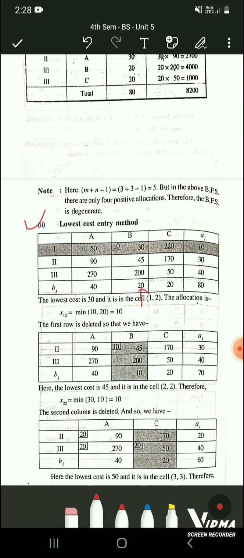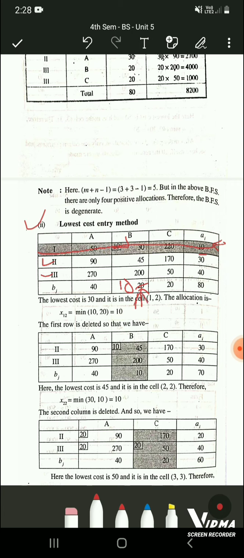So check between its corresponding AI and BJ values. AI value is minimum, that is A1 is minimum, so in the box allocate it as 10. So here 10 is remaining, so this complete row is vanished. Again make the next table with 2 and 3 and ABC.